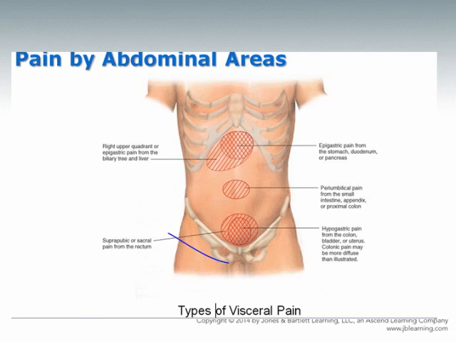This is a good picture for pain by abdominal areas. I'll let you read it, but it shows you that if you have right upper quadrant pain or epigastric pain, you get pain from the biliary tree. So this shows you all the different ones. Just look at that. It's really a good picture.